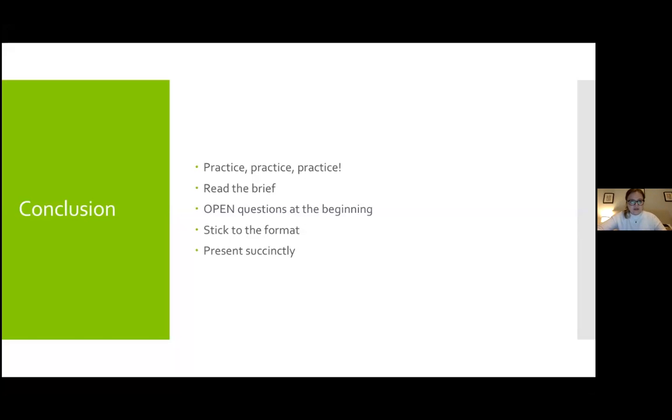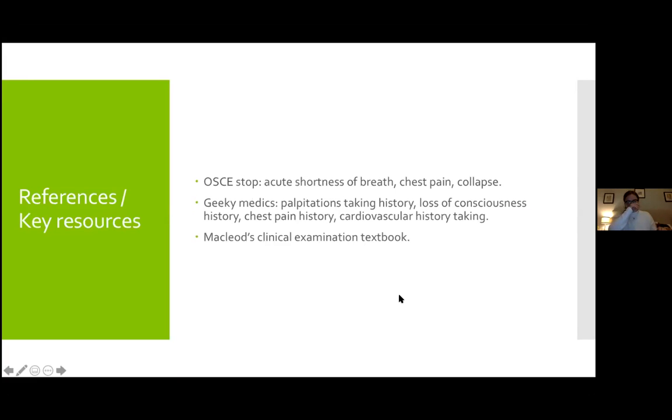So that is everything, I think. I've just put at the end here, you guys will get all these slides. The really useful sources are obviously OSCE Stop, Geeky Medics, and I've put the ones that I've used here in the presentation. I also have Macleod's Clinical Examination book, which is useful to read the history sections in, and is obviously relevant to this talk, but it's also really good for your examination techniques. So I would just go on those websites if you're struggling. I know they have little tables or checklists that, when you're practicing with your friends, you can go through and make sure that you're ticking all the right things.